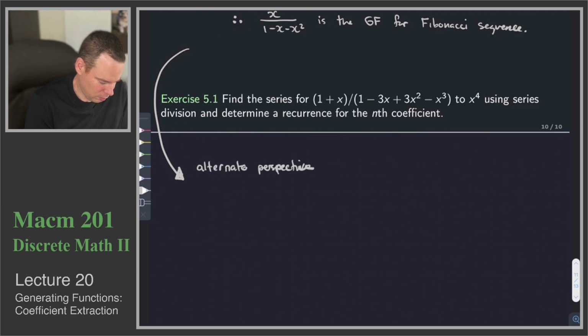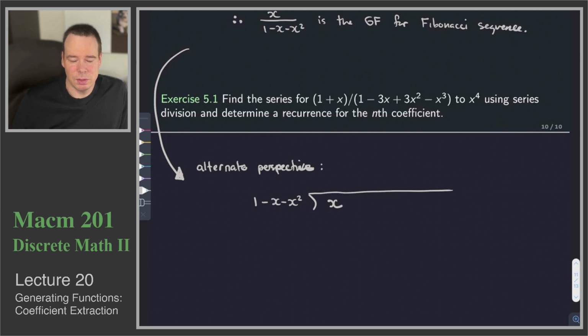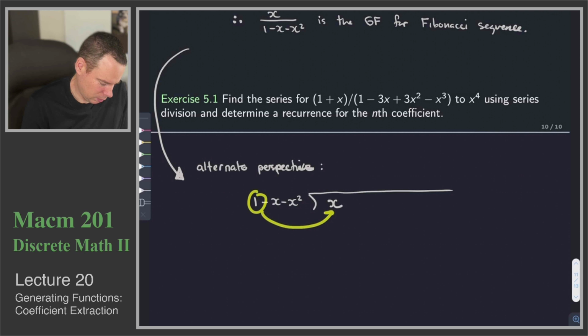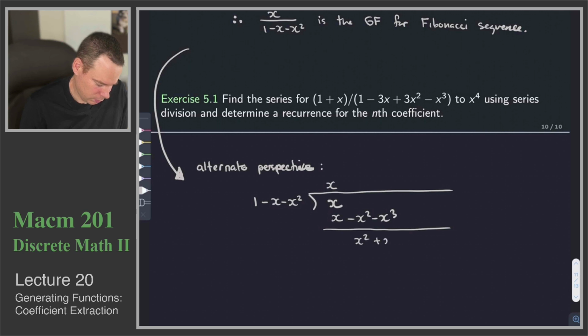So what are we interested in doing? Well, I would like to divide 1 minus x squared into x. That's what I'd like to do. How many times does it go into x? Well, I'm going to focus on that constant part here. How many times does that go into x? Goes in there x times. So then we'll multiply out x minus x squared minus x cubed. Take their difference. That becomes an x squared plus x cubed.